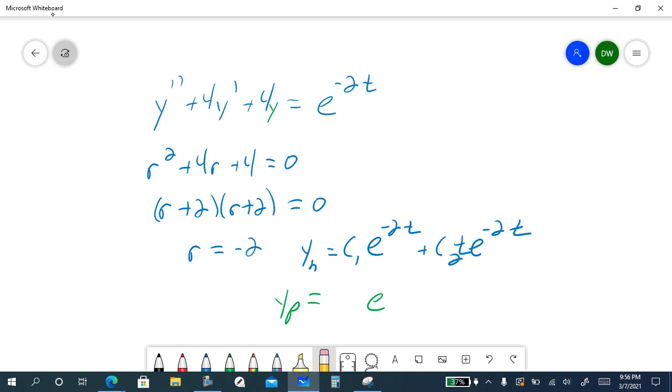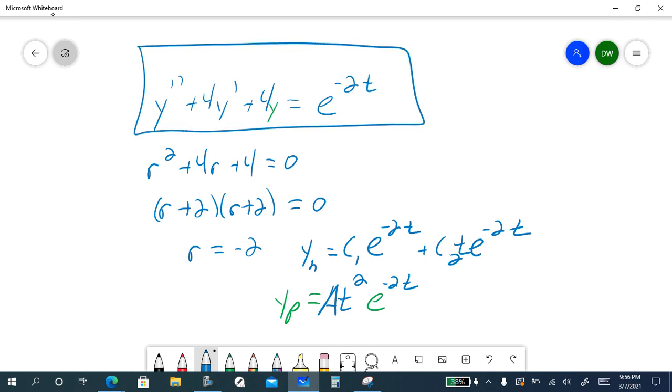So to be in the form e to the negative 2t, but to not be part of the homogeneous solution, then we pick up another t. So e to the negative 2t and t e to the negative 2t are both homogeneous solutions, so we pick up a second t, a t squared, out front. And then we can find some coefficient to go with that, such that this would be a solution to our particular. So let's work through one like this and see how this is going to work.